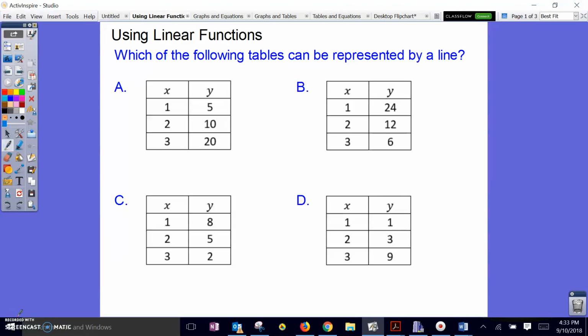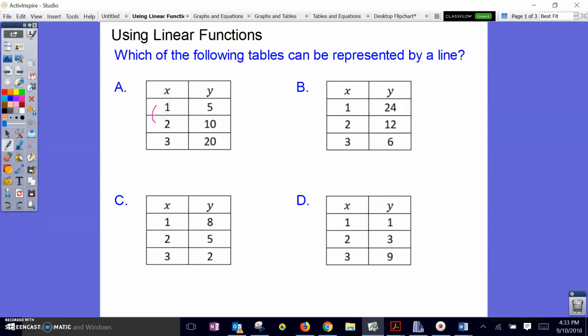We're asked which one of the following tables can be represented by a line. Now the one thing we should know about lines and linear functions is that since we're looking at tables here, in order to form a line, the amount that y changes needs to be uniform as x changes by a particular amount. So let's look at these tables and see what's going on in the various tables.